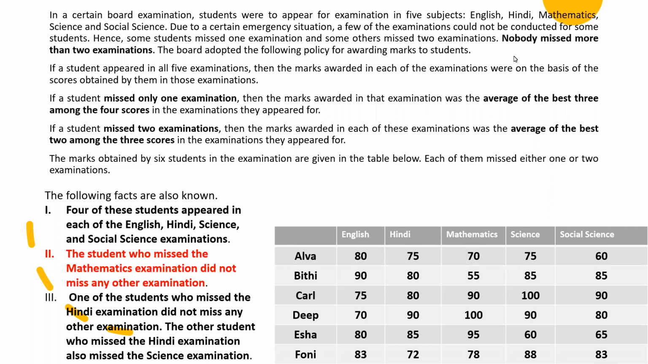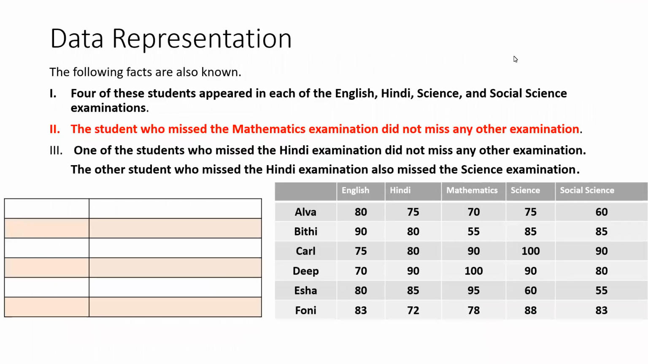The student who missed mathematics did not miss any of the other examinations. One student who missed Hindi did not miss any other examination. The other student who missed Hindi also missed the Science examination. Okay, we have kept the data with ourselves so that we can revert to the data and solve the question in accordance to the data. So we'll begin with ALVA, and we'd like to see which are the scores which look like averages.